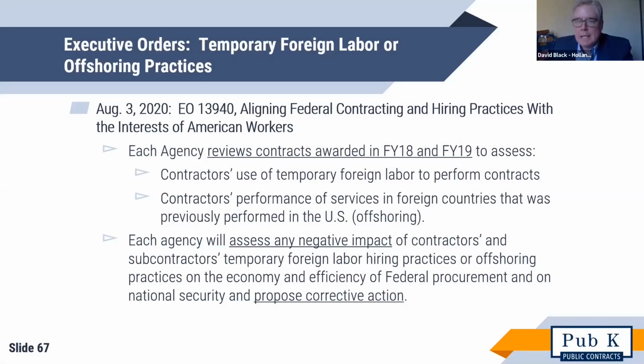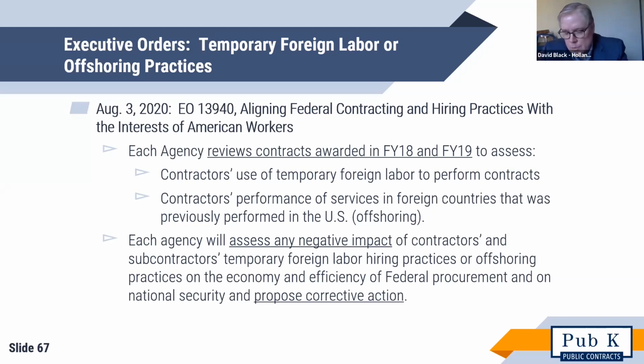Okay, so that was the response to the pandemic in executive orders. I thought it told an interesting story, so it was good to go through. And now we're going to change topics. You now see the remaining Trump administration executive orders. First, on August 3rd, you have Executive Order 13940, which is aligning federal contracting and hiring practices with the interests of American workers.